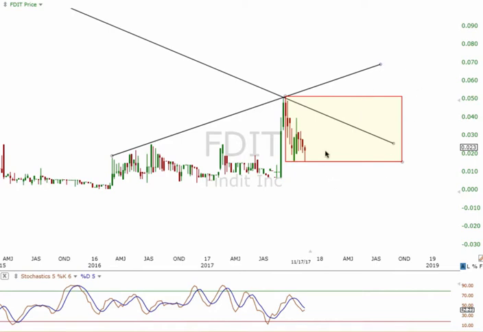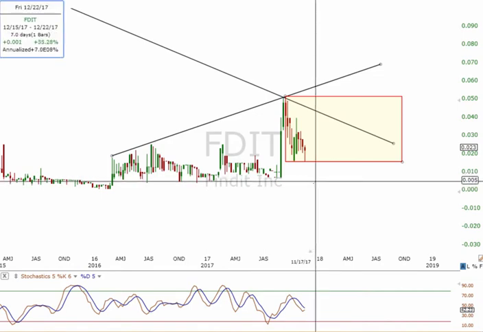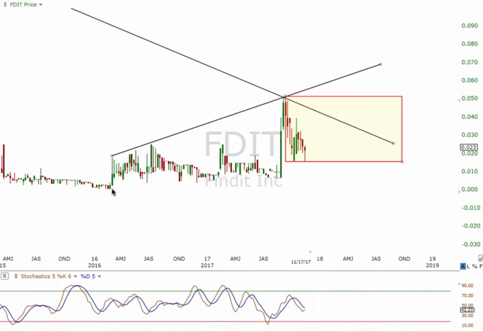Or it's going to come back and find its support again, which is going to be higher from this low here. So it's definitely something to watch for. And the way you're going to do that is you're going to add some indicators and look at stuff like that.